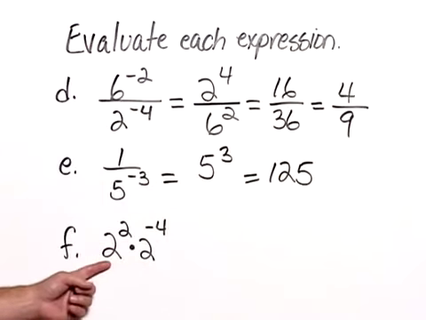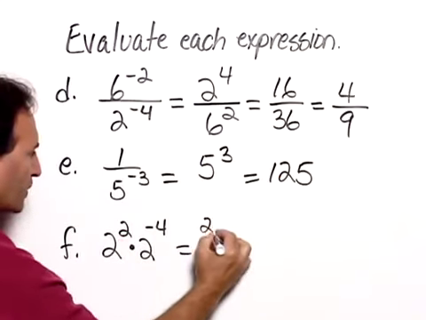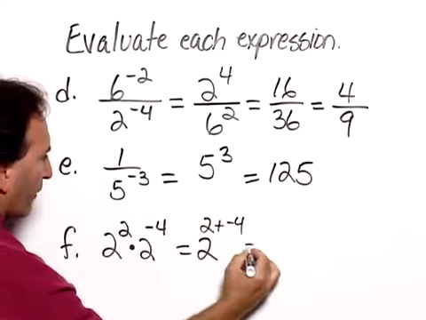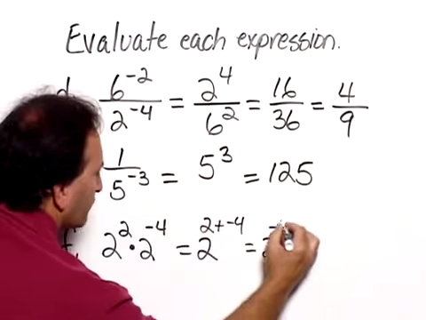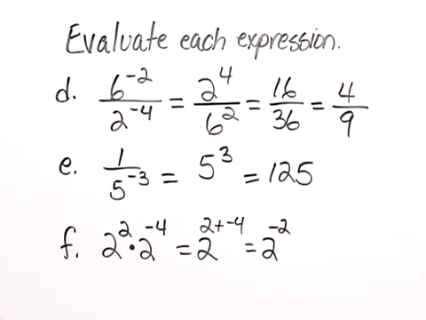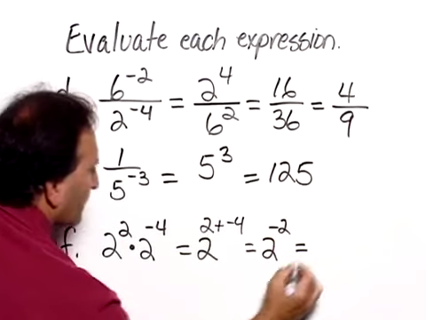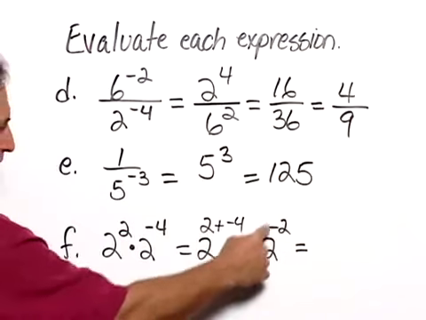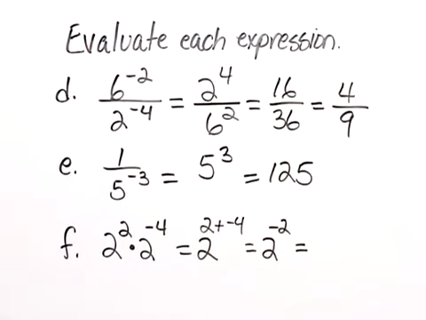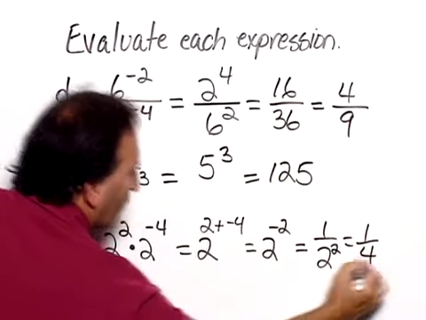For part F, we're going to apply the rule that says when we're multiplying two exponential expressions that have the same base, in this case the base is 2, then we add together the powers. So 2 plus a negative 4 is negative 2, so this is 2 raised to the negative 2. But now we apply the rule that says we can take that negative exponent and change it to a positive power by putting this expression in the denominator. So it would be 1 over 2 squared, which is equal to 1/4.